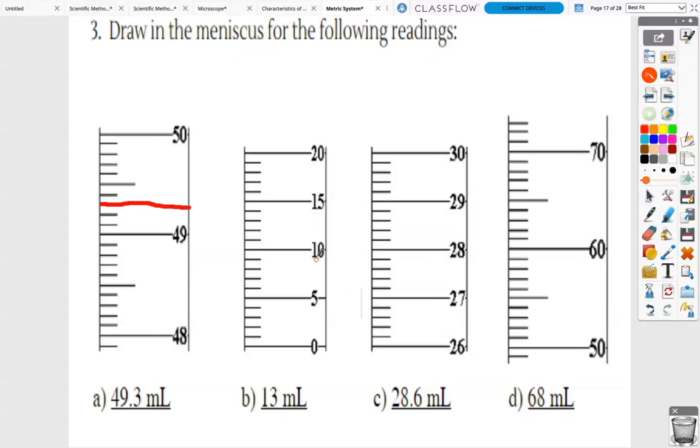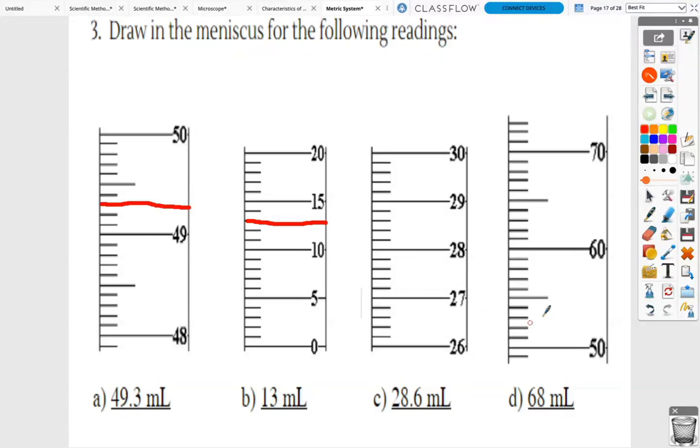On this next one, we have a 10 and we have a 15. We're trying to get to 13. So if you look at these increments here, we have 4 increments. So we know that we're counting by ones. So we have 10, we have 11, we have 12, and we have 13. If we go on up, that's 14, 15. So we're wanting the 13. So on the 13, we're going to draw as straight a line as possible all the way across.